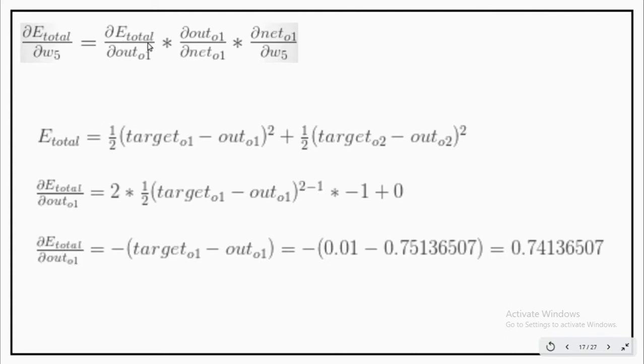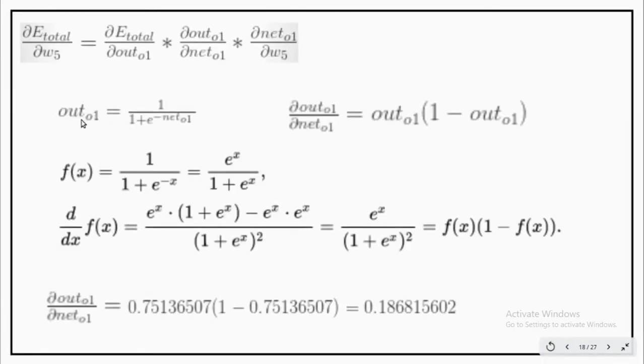Now we have to calculate the second term, that is partial derivative of out O1 with respect to net O1. So we know what is out O1? Out O1 is 1 upon 1 plus e to the power minus net O1. So if you will partially differentiate it with respect to net O1, then this is what the value we will get. If you have any confusion with the differentiation, then look at this term 1 upon 1 plus e to the power minus x. I am just replacing net O1 with x.